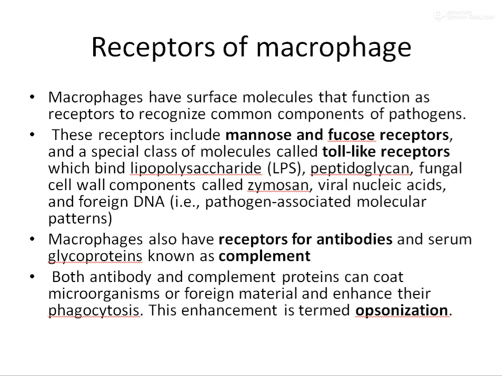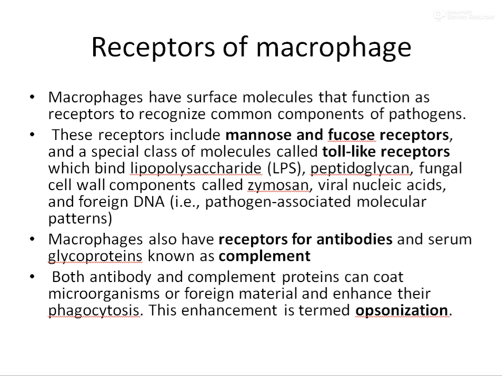Macrophages have receptors for attachment of various components, like mannose and fucose receptors and Toll-like receptors, which can bind to lipopolysaccharides, peptidoglycan, as well as fungal cell wall components called zymosan. Hence, if a bacterium comes into the blood or the tissues, what happens? These receptors on the macrophage, like the mannose and fucose receptors as well as the Toll-like receptors, will bind these bacteria, and then phagocytosis will be carried out.